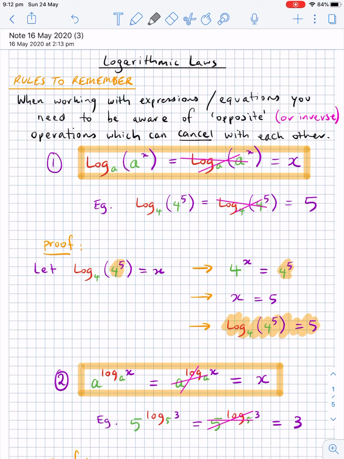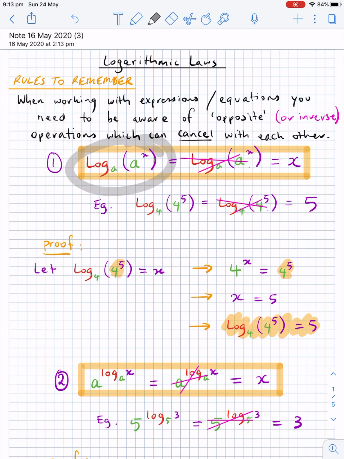Hi guys, for today's lesson we're going to be dealing with some logarithmic laws that we need to take on board. When working with expressions or equations, you need to be aware of opposite or inverse operations which can cancel with each other. You're going to be dealing with these logarithmic expressions, and you need to be aware of when things can cancel, because we want to make things as simple as possible whenever we can.